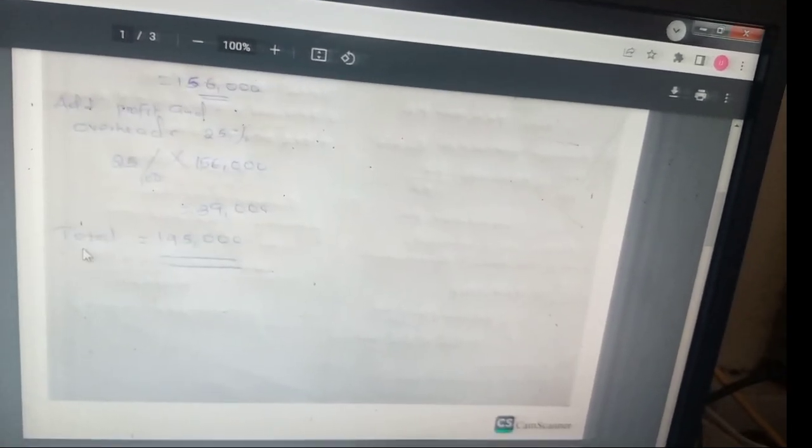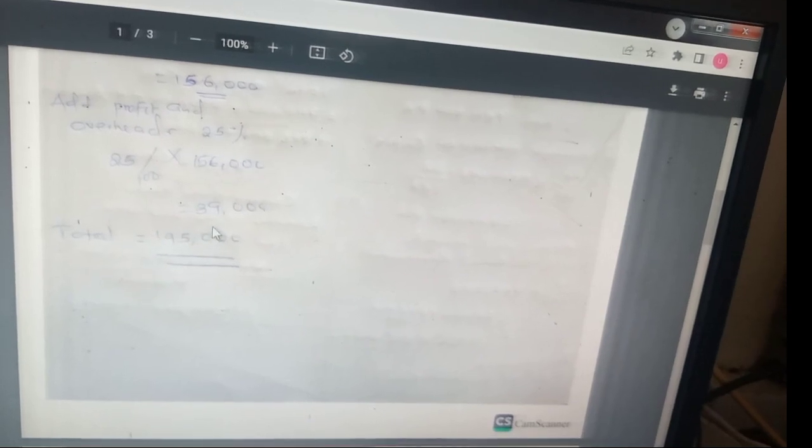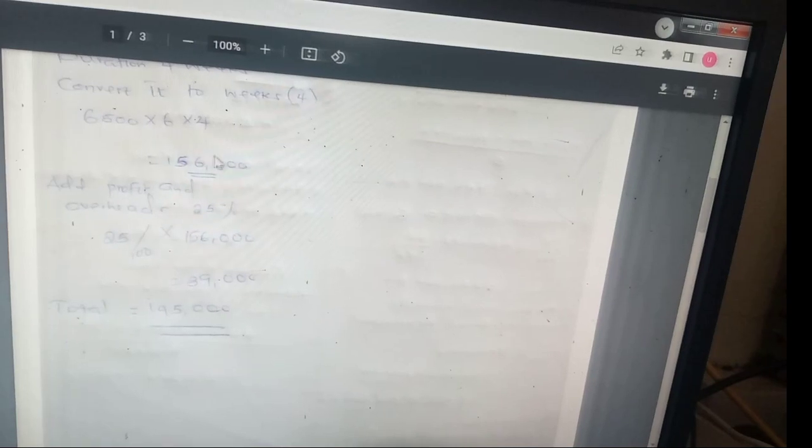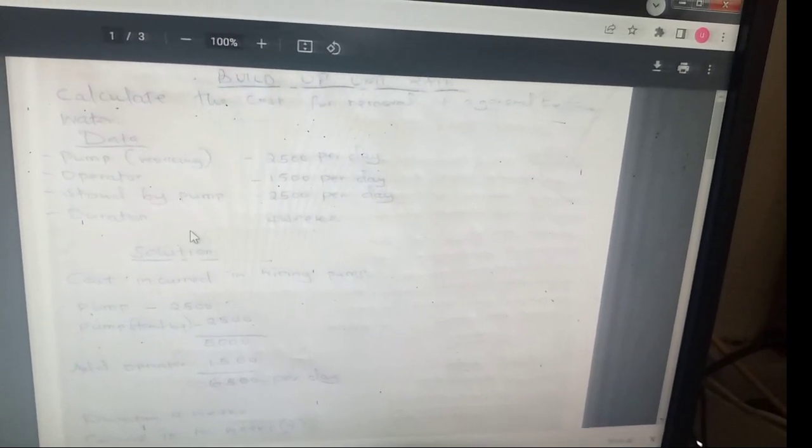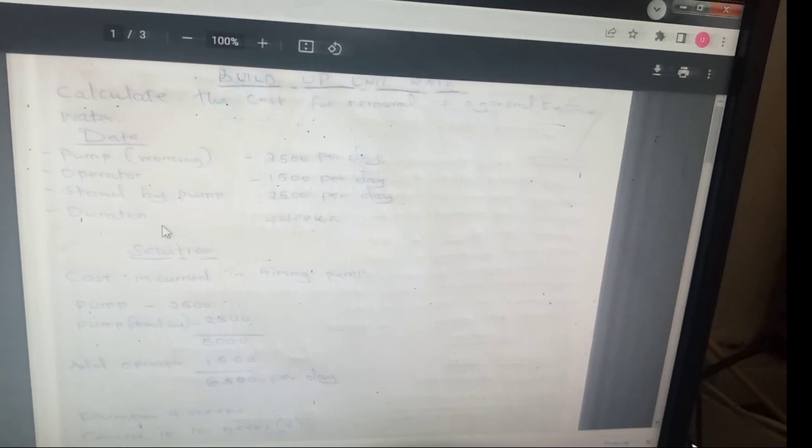Then you get the total for the entire work, whereby you take the 39,000 plus 156,000, and you get 195,000. So that is the cost for the pump that will remove the general surface water. So that is the first question. It is just as simple as that.